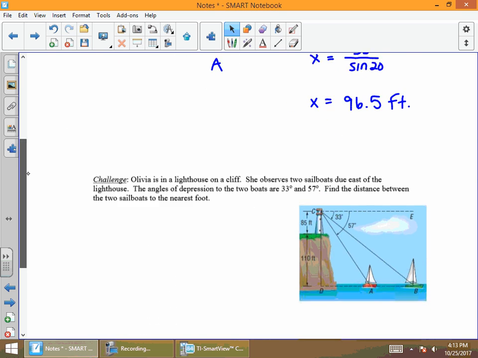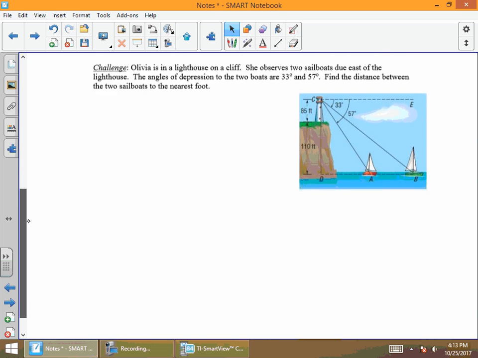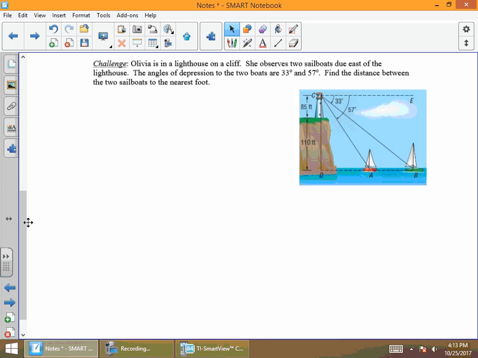All right, one last problem. This is a challenge problem, and the only reason it's a challenge is because you have to do this a couple of different times. It says Olivia is in a lighthouse on a cliff. She observes two sailboats due east of the lighthouse. The angles of depression to the boats are 33 and 57. Find the distance between the two sailboats to the nearest foot.